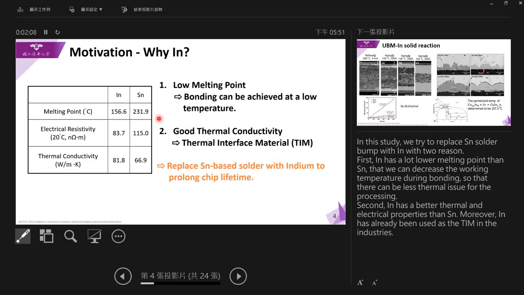In this study, we try to replace the tin solder bump with indium for two reasons. First, indium has a relatively lower melting point than tin, nearly 80 degrees lower, which helps us achieve lower temperature bonding and reduces thermal issues during processing. Second, indium has better thermal conductivity and electrical resistivity, which is why indium has been used as a tin alternative in industry.